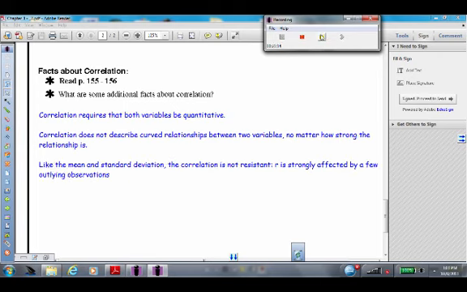Like the mean and standard deviation, the correlation is not resistant. R is strongly affected by a few outlying observations. Use R with caution when outliers appear in a scatter plot. Correlation is not a complete summary of two variable data. Even when the relationship between the variables is linear, you should give the mean and standard deviations of both X and Y along with the correlations.